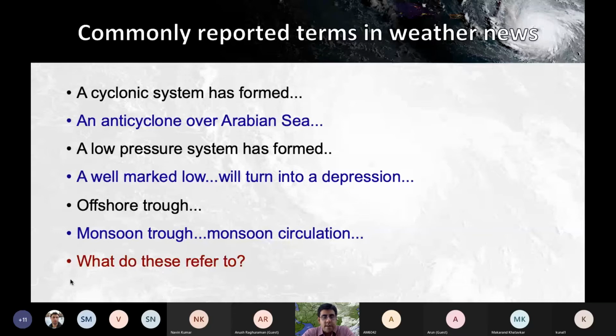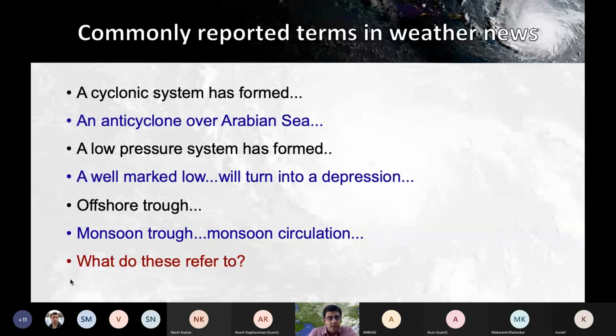So these are the kind of terminologies that are being used: cyclonic system has formed. Now I hope that you are clear on what is the cyclonic system that we are talking about. It's either the low pressure system or the anti-clockwise motion of wind. Anticyclone is a high pressure system, which is the clockwise motion of wind. A low pressure system is a cyclonic system, but it's a well-defined region, like that circulation that is well defined, which is seen on maps.